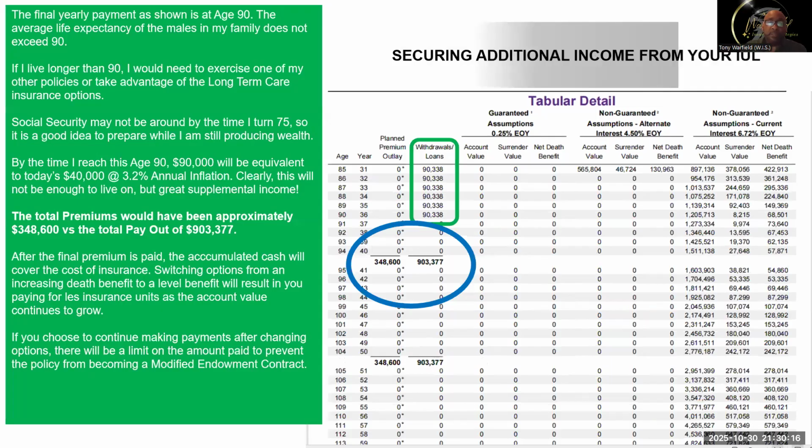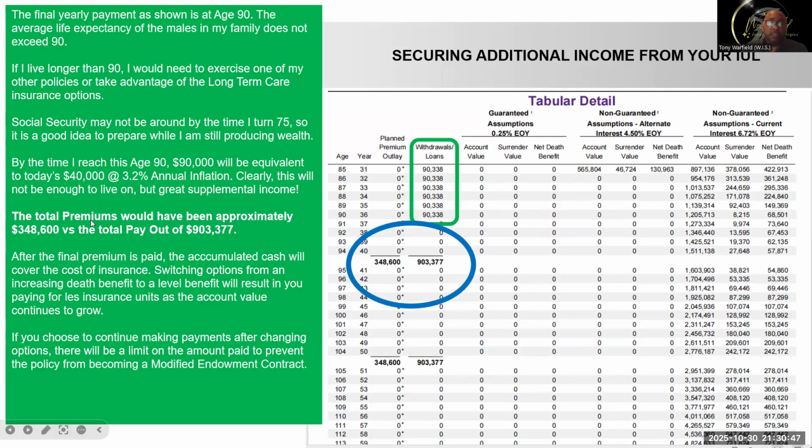So I wanted to talk about this again. So the final yearly payment was at 90 in this situation. That's the payout to me, right? So if I live longer than 90, I would need to exercise one more of my policies. Social Security may not be available, so by the time I reach age 90, $90,000 will be equivalent to today's $40,000. So basically, I'll be getting paid $40,000 at 3.2% annual inflation. Clearly, this will not be enough to live on, but it's a great supplemental income going with my Social Security and everything else.